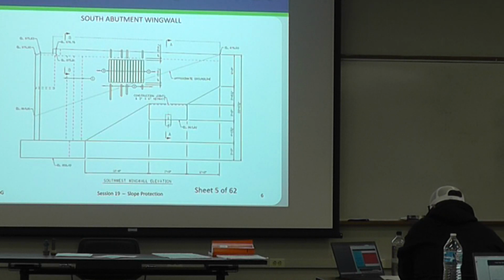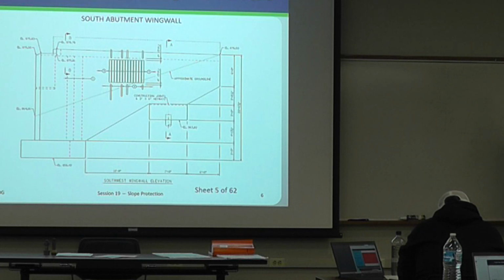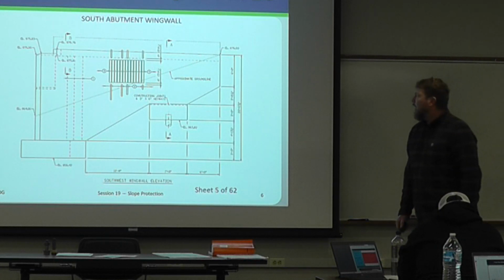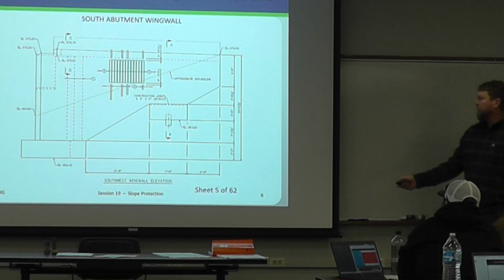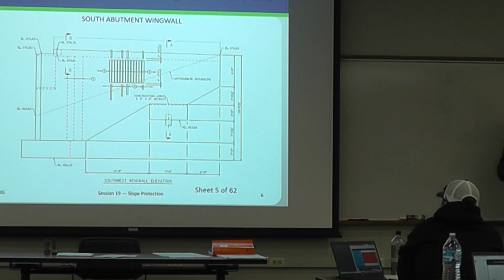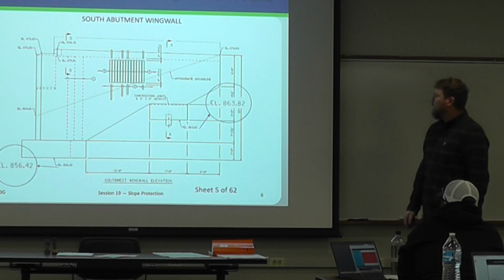So here's the southwest wing wall elevation. Can anyone tell me, looking at the 2 bottom of footings, what those elevations are? 416? No, bottom of footing. So we have a main abutment footing here, and we have a little step footing. What are the 2 elevations that we're seeing? 856.42 and 863.62. Yep.